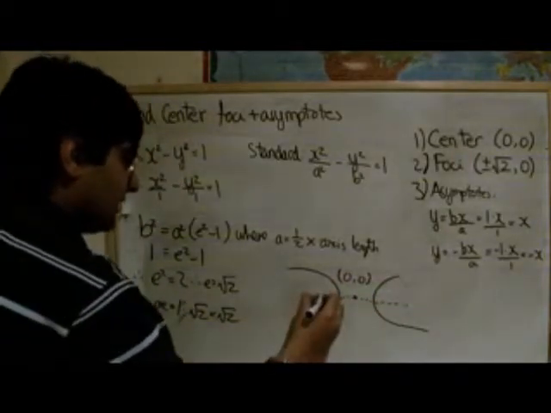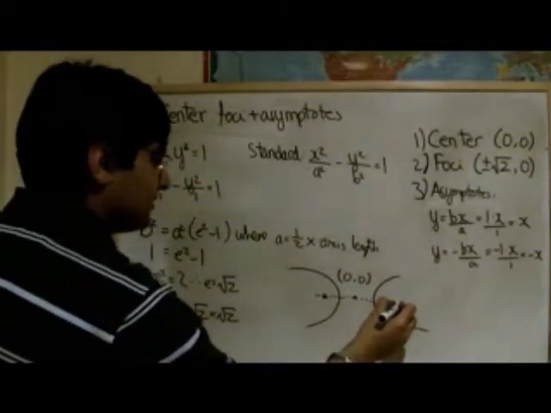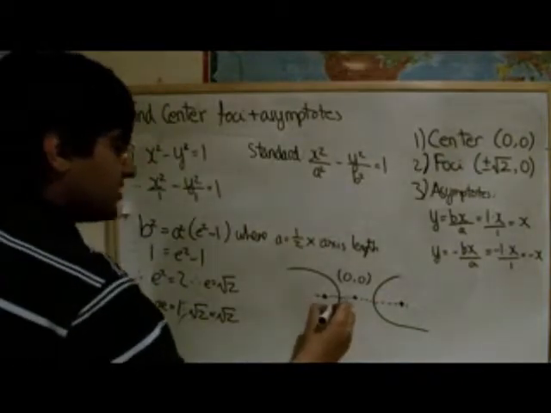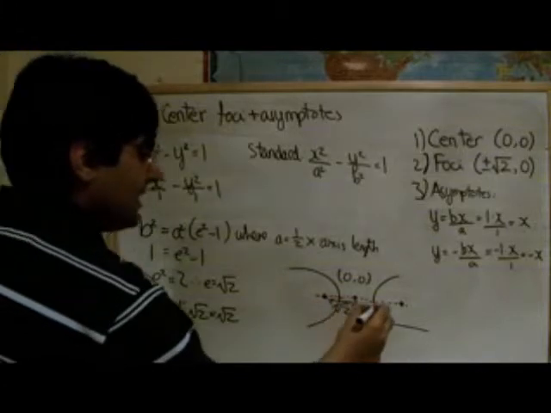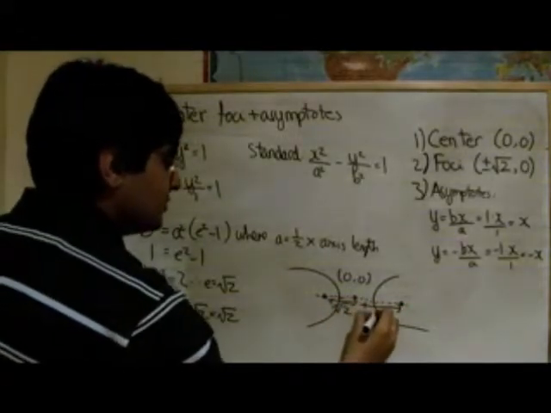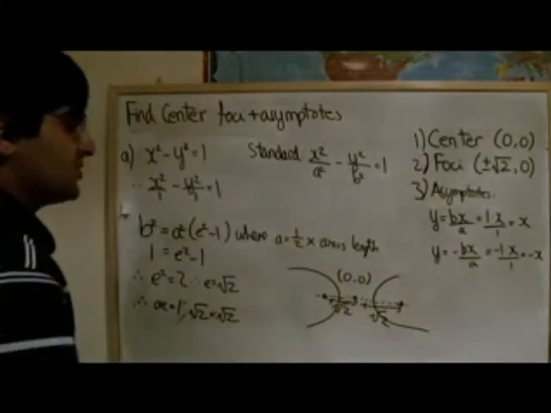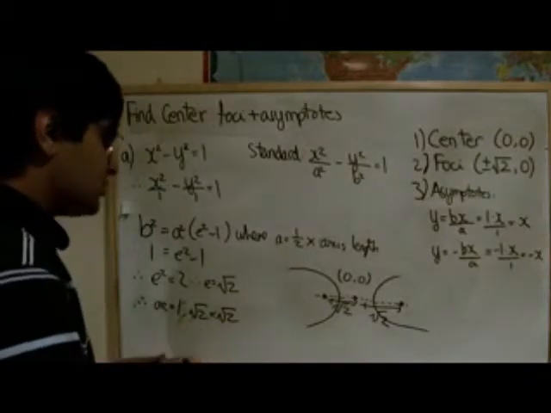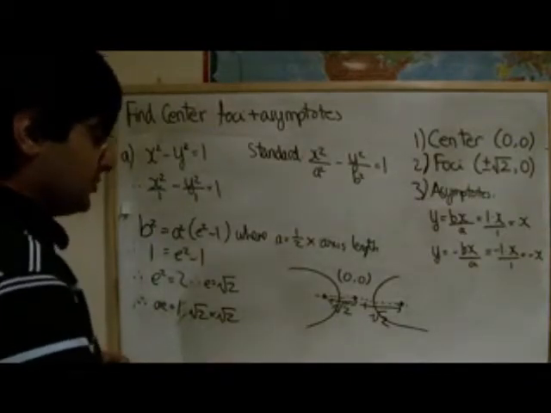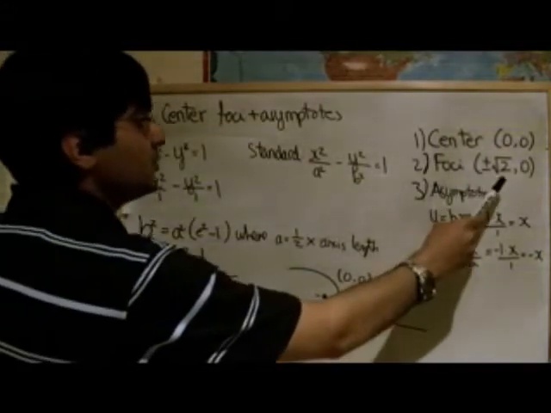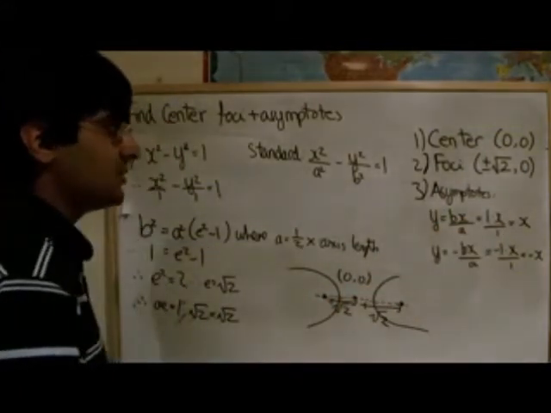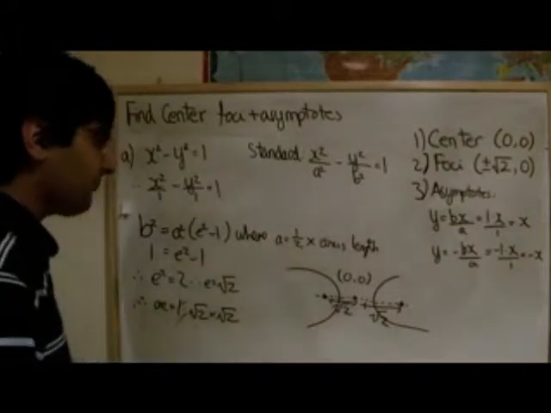The foci would lie here and here, roughly. One would lie square root 2 units in this direction from the center, and the other would lie square root 2 units in the opposite direction from the center. Hence, because we know the center and we know the distance from the center to each of the foci, we can establish that the foci lie at root 2, 0 and minus root 2, 0.